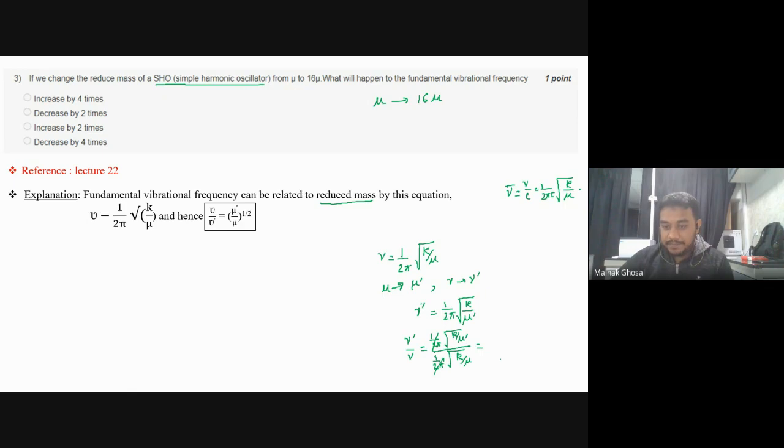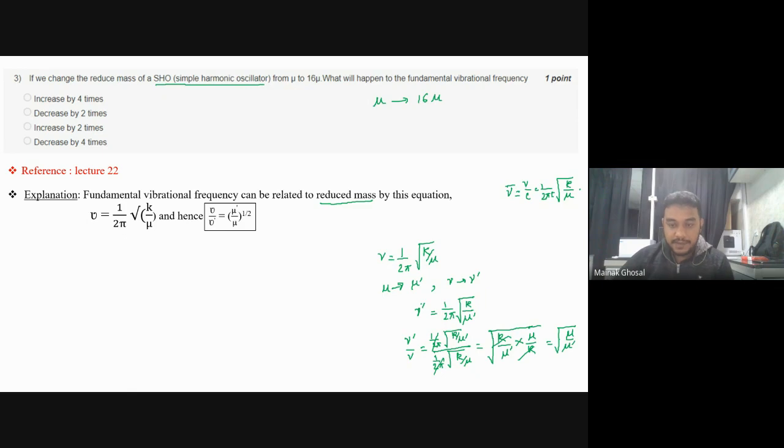Since all the terms are within this square root, I am writing that in the upper side there is k by mu prime, and in the lower side it is k by mu. This will be just opposite, that is mu by k. And I have also told you that this k and k are equal for this system. So your ratio will be just root of mu by mu prime.